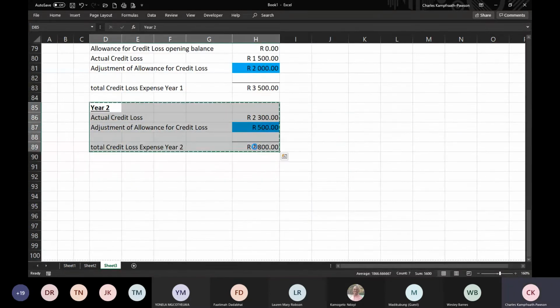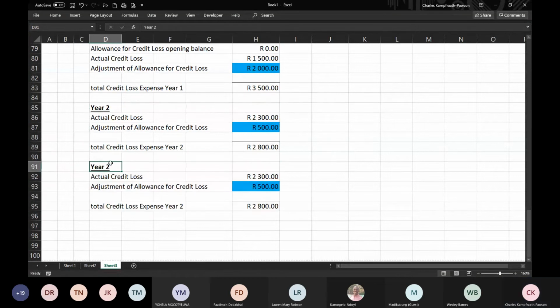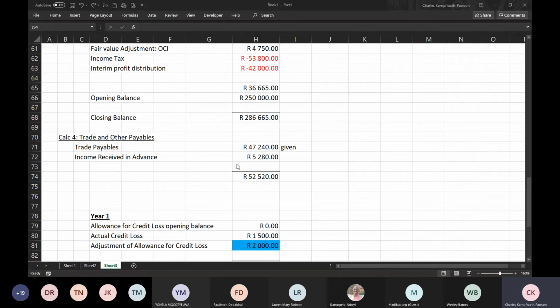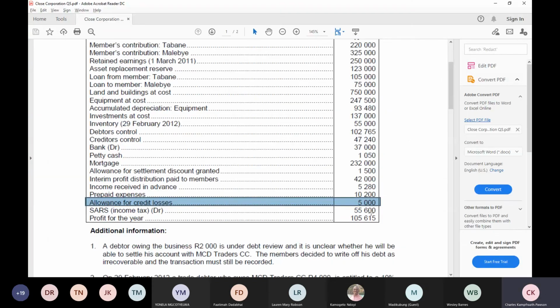And now let's say year 3. Year 3, we had an actual credit loss of 4,900. And now the company was like, sure, we will have to make this adjustment to 5,000. So now we are going to jump from 2,500 to 5,000. So I want to make another adjustment of 2,500. And that's how we got to that 5,000. Are you with me so far? Yes. Okay.